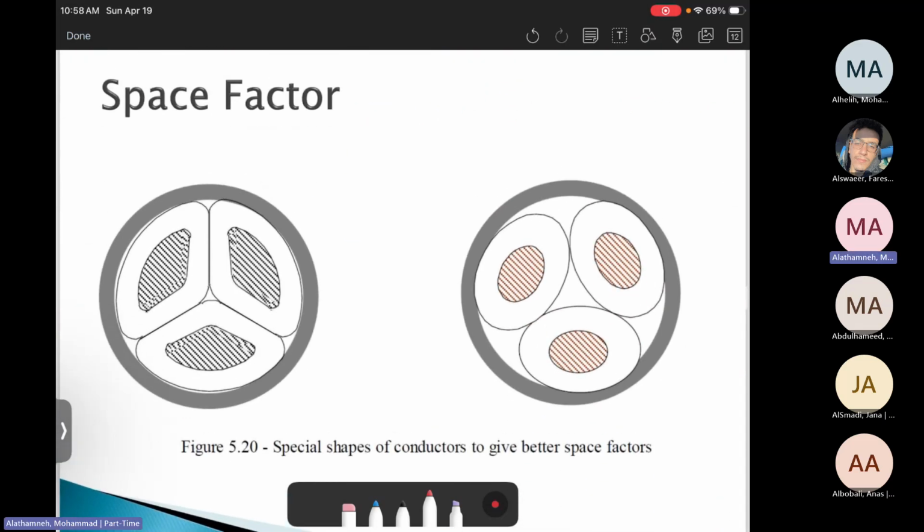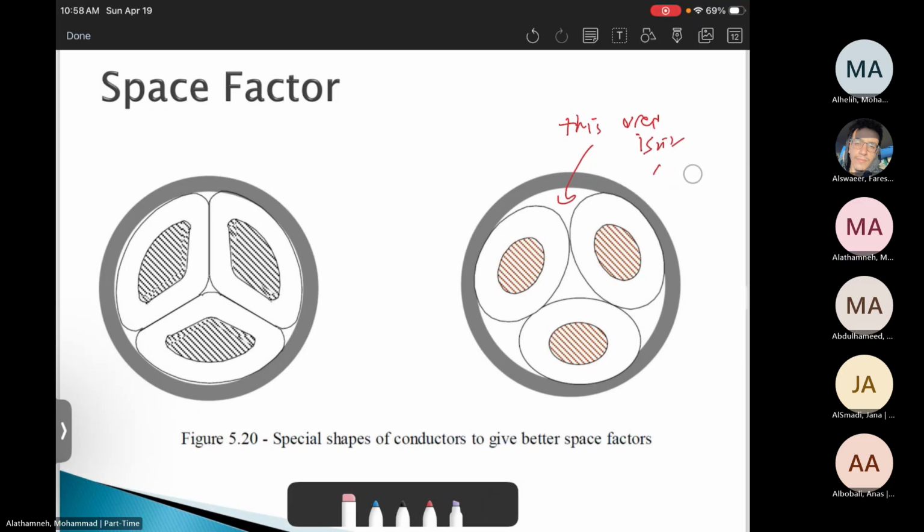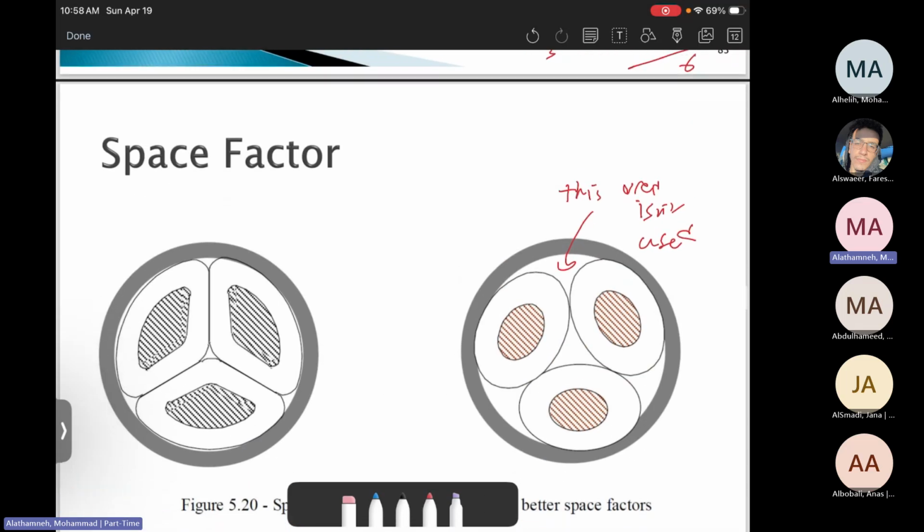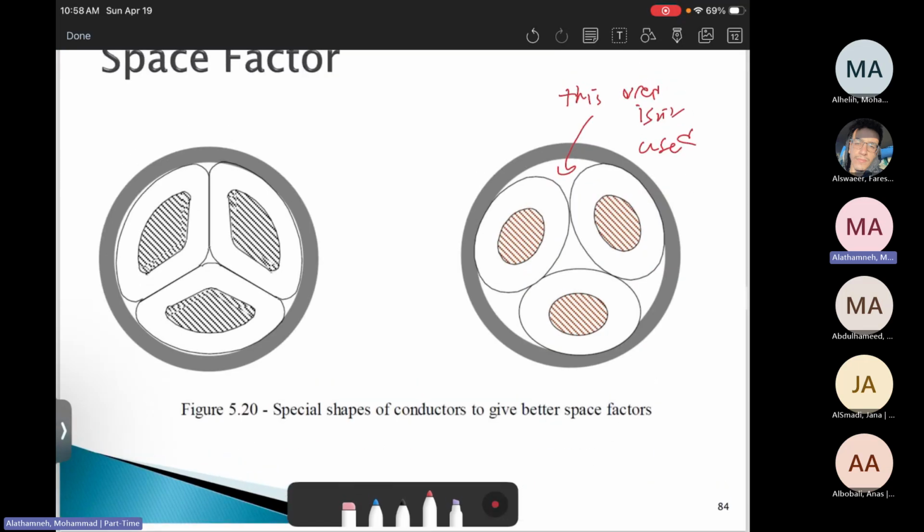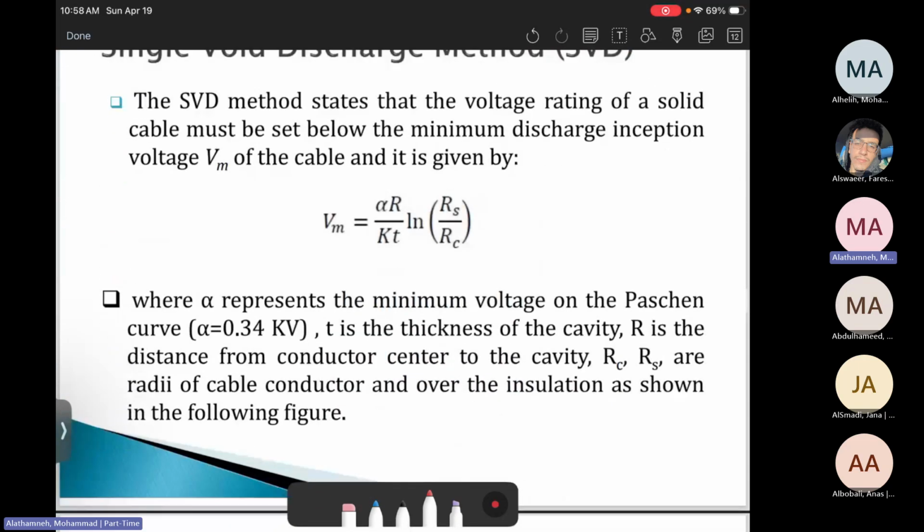Then the space factor, basically you will see here, this area is not used, so the space factor is high here. While here, we change the shape a little bit to improve the fill factor. Here, the fill factor is high. That's the difference between them.